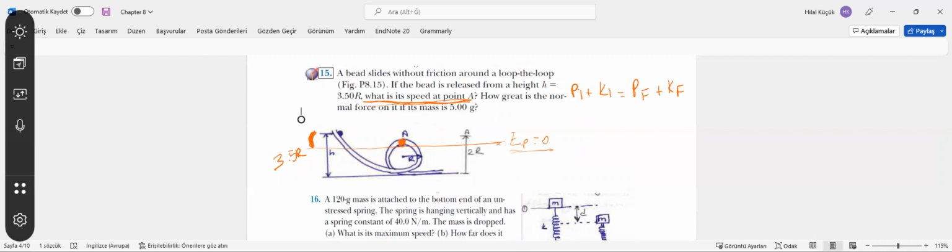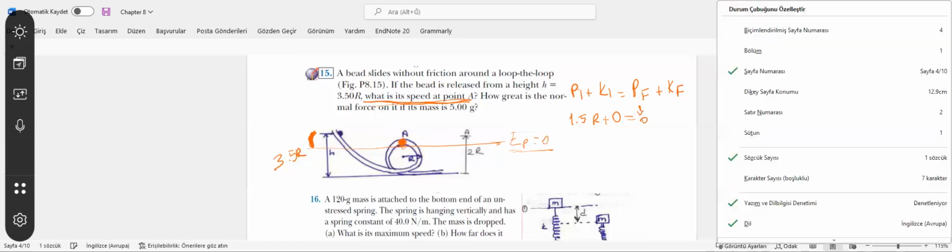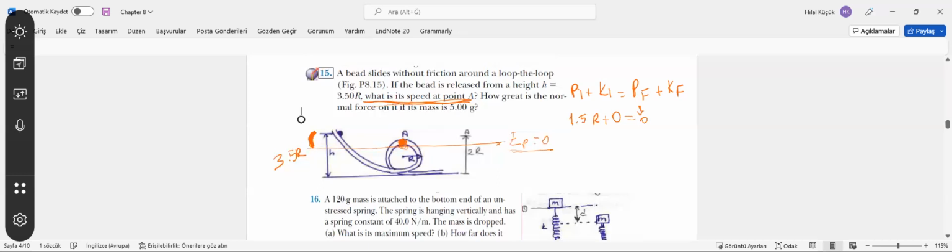Okay, now you will have 1.5 R and it's released from rest. It means there isn't any kinetic energy. At here, there isn't any potential energy. So I can say this one will be zero because my reference point is here. You can just assume this is your new ground state. Okay. Just think of this as your new ground. And finally, you will have kinetic energy.